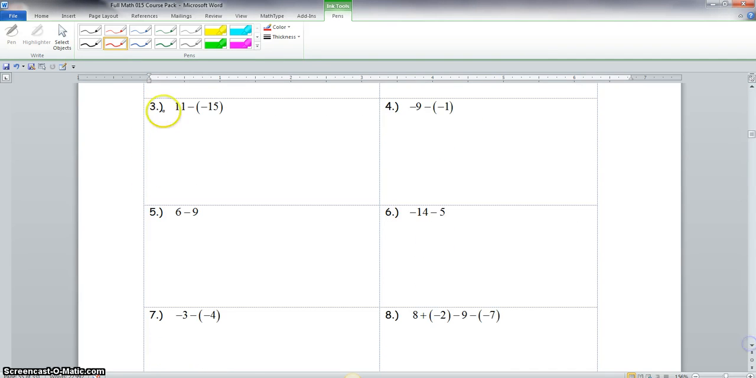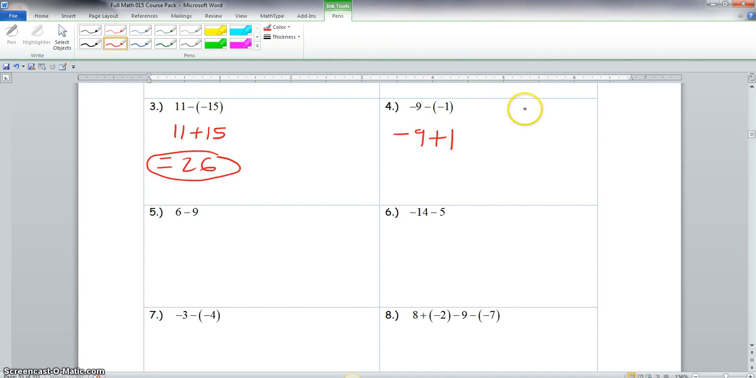Now we go down here to number 3. 11 minus a negative 15. Now we know with this minus a negative 15, that means the opposite of negative 15. So this is really 11 plus 15, which we know is 26. Now we go here to number 4. We will have negative 9 and minus a negative 1. We know that's the opposite of negative 1, which would be positive 1. So we have negative 9 plus 1.